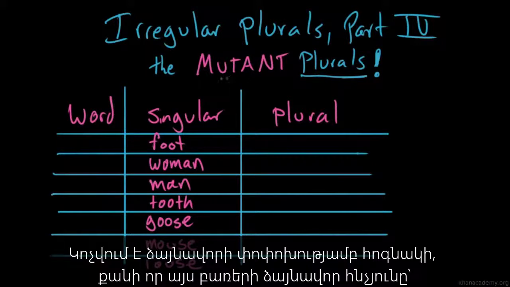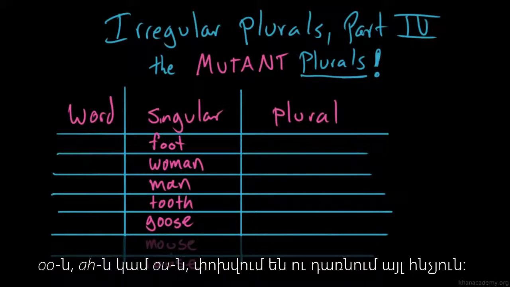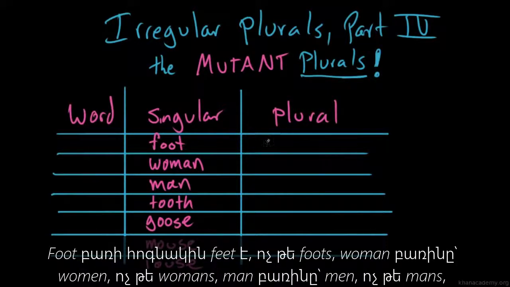The reason these are called mutant plurals is because the vowel sound, the oo or the uh or the a or the oo or the ow, turns into a different sound. It turns into a different vowel sound. So the plural of foot is not foots, but feet.